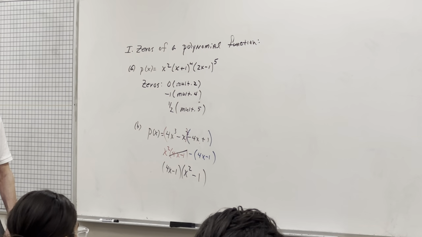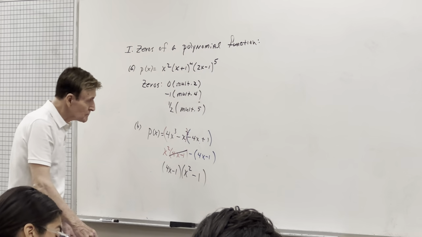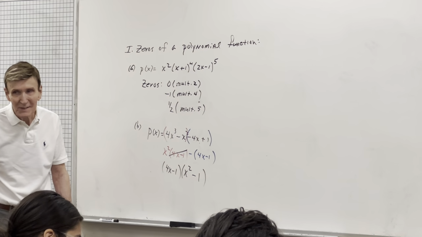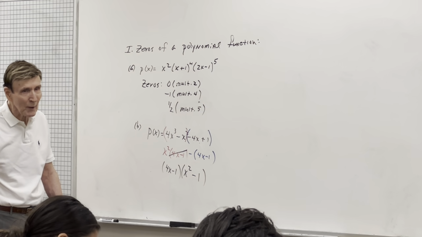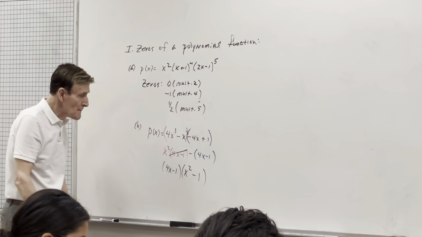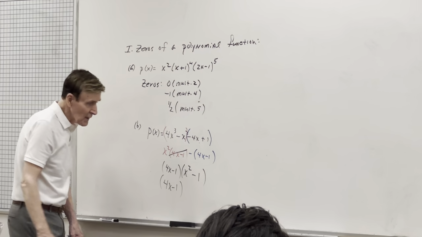Not quite finished. Two more. This is the easy part now. Don't miss this easy part. You write down the hard part for me. Not quite finished. Then x squared. No, come on. x minus 1. Yeah, squared.